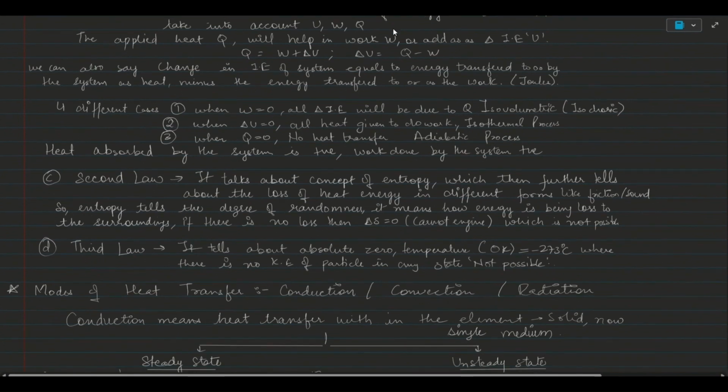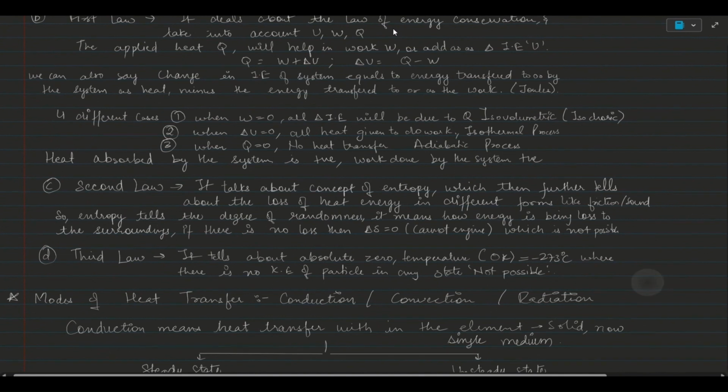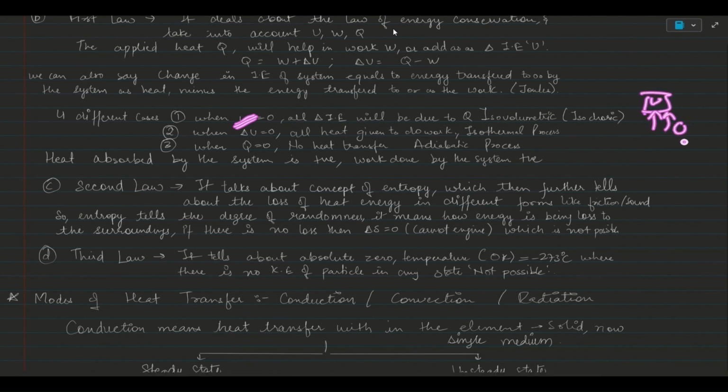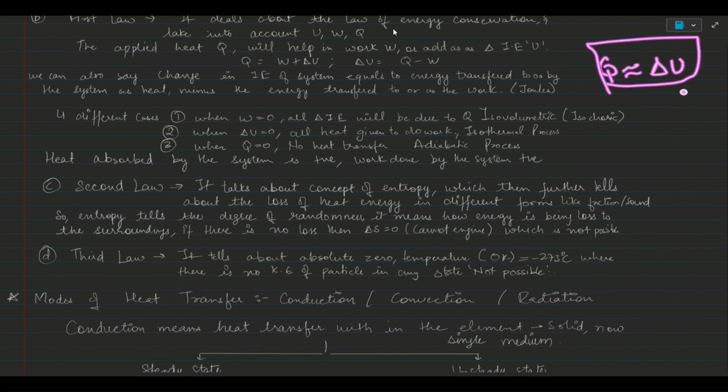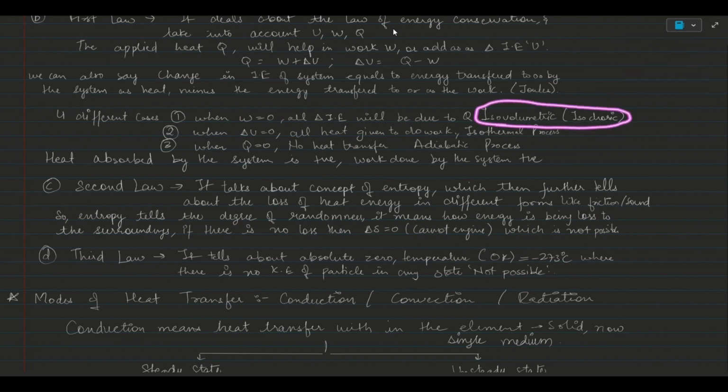Apart from that, we also have four different cases that we can deal with in this particular energy conservation law. Let's say my work done in a system is 0. Whatever heat I provide is going to be converted into the internal energy. So Q is converted into the internal energy. There is no work done, which means I have an isovolumetric or isochoric process or system.